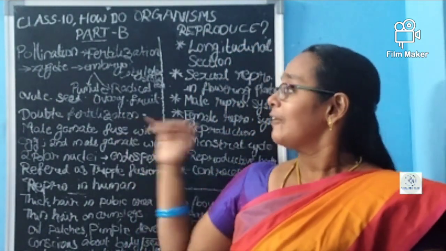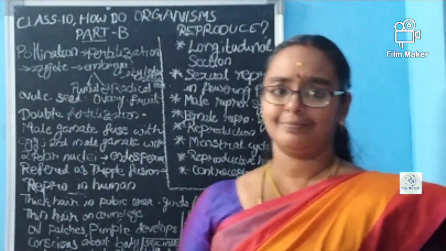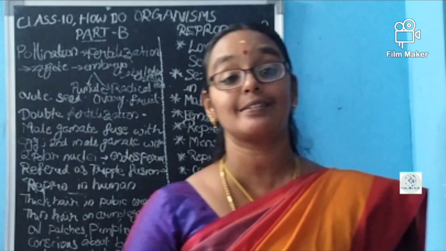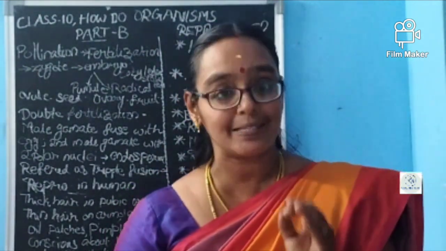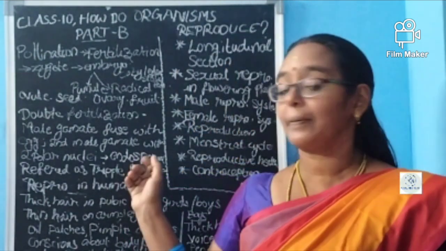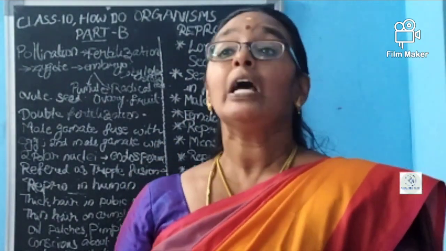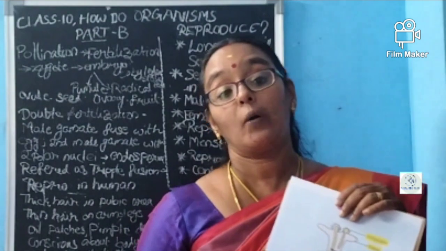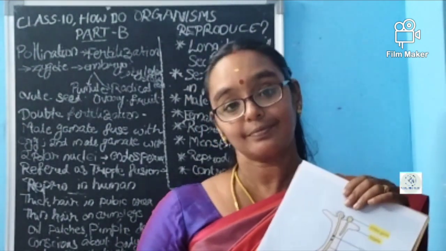So we have to know one more thing, that is double fertilization. It is also one part included in your topic. What is double fertilization? As we know, what is fertilization? When a male germ cell fuses with the egg or female germ cell within the ovule, it is called fertilization. Consider the case where two male germ cells get inside through the pollen tube, what will happen?